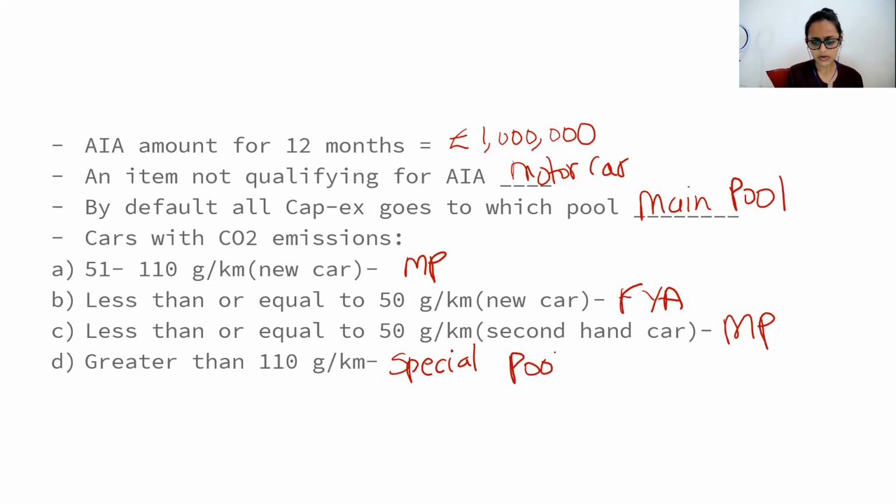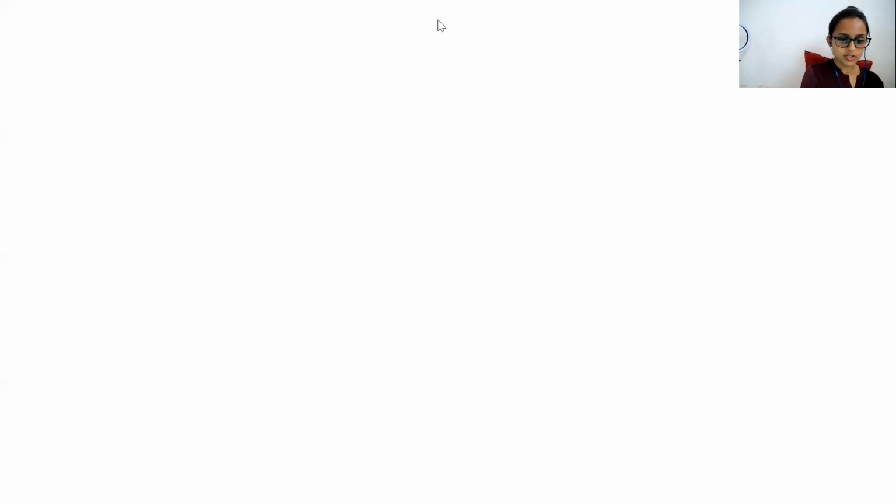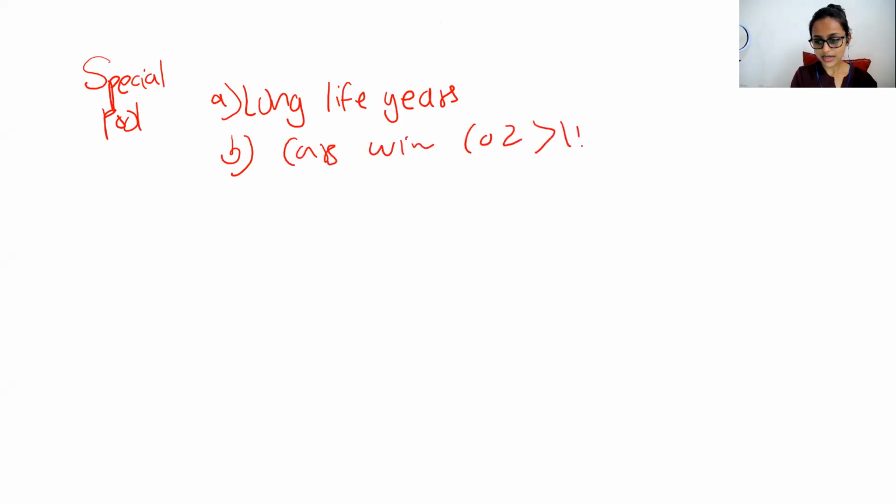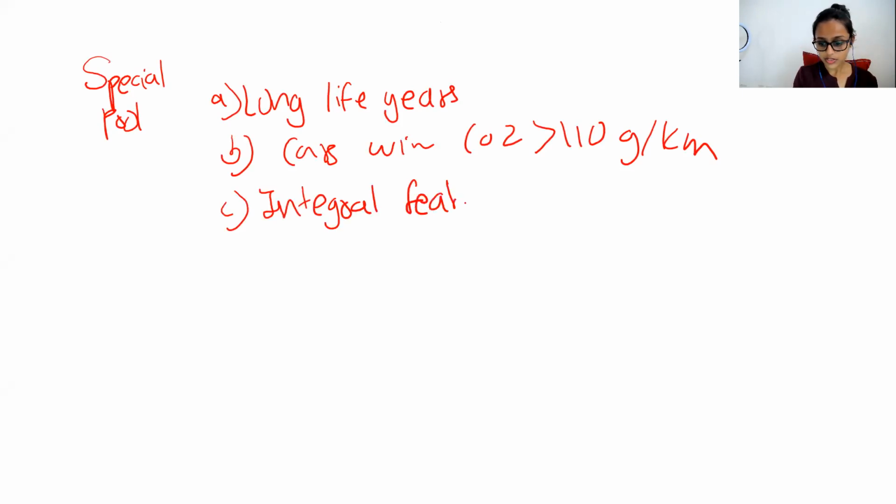Now let's talk about special pool, that is, what kind of assets go to special pool. Some of the assets that go to special pool are the long life assets. Long life assets means 25 years working life and £100,000 cost, prorated for shorter or longer periods. And cars with CO2 emission greater than 110 grams per kilometre. Then also there are the integral features of a building.